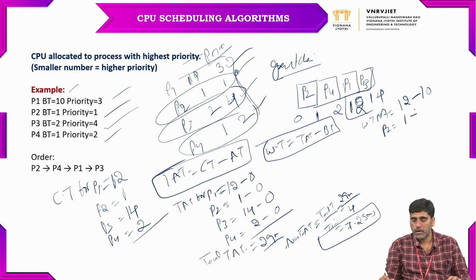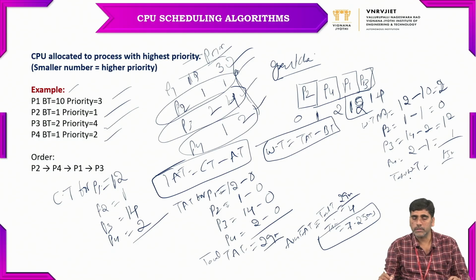Similarly for P2, the turnaround time is 1 millisecond and the burst time is 1 millisecond. The turnaround time for P3 is 14 milliseconds, and the burst time is 2 milliseconds. The turnaround time for P4 is 2 milliseconds, and the burst time is 1 millisecond. So calculate all this: 12 minus 10 is 2 milliseconds, 1 minus 1 is 0, 14 minus 2 is 12, and 2 minus 1 is 1. So total waiting time equals 15 milliseconds.